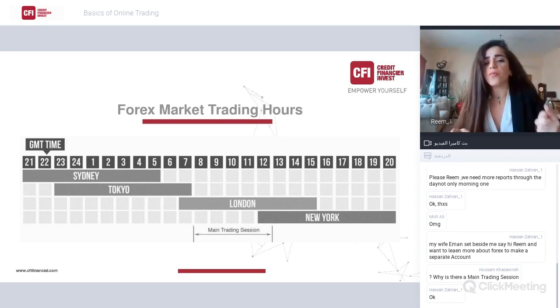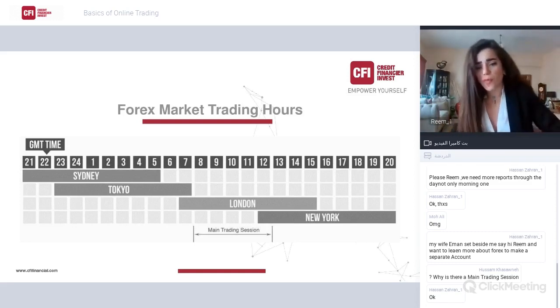This is the time when the market has its main trading session. The market is volatile because the American market is open, and the European market is still open but about to close. So this is the main trading session. It means high volatility, prices move super fast, and sometimes you cannot catch the trade.